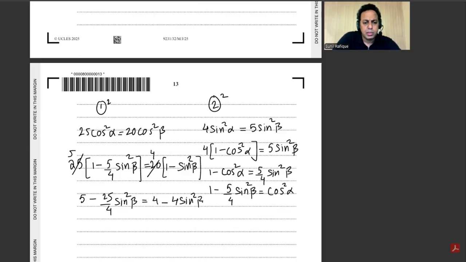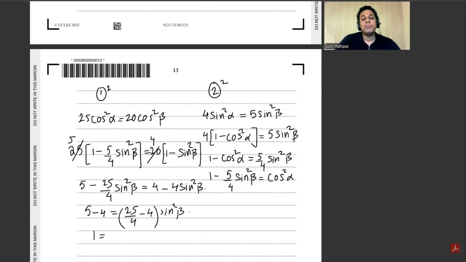So that's going to be 5 minus 4, and this is going to be 25/4 minus 4 and a sine squared beta. And that's going to be 25 minus 16, which is 9/4 sine squared beta. And hence, sine squared beta will give us 4/9, which will eventually cause sine beta equals 2/3. Let's just box this.